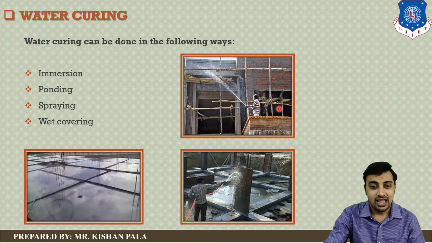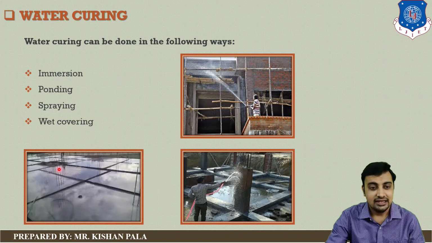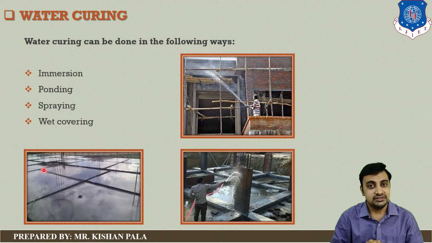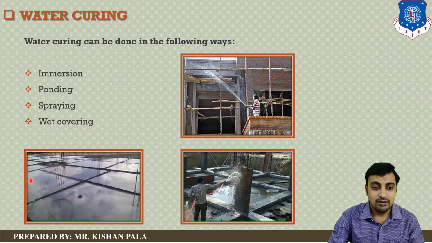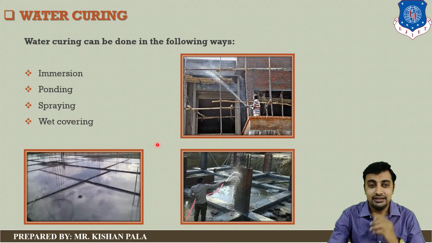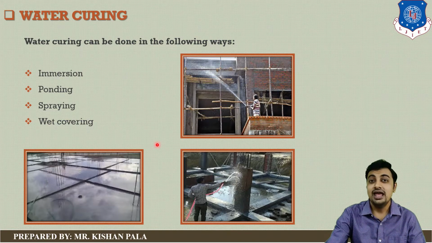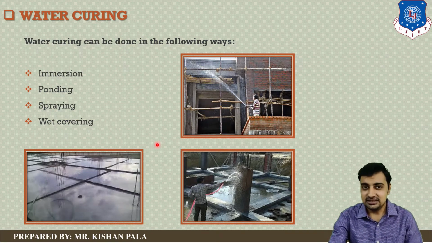the concrete. And here you can see the spray and the wet covering also done on the column, and water spray is also applied to this column. And on any surface like the roof and other surfaces you can create a pond situation and apply the ponding method. So these are the methods you can apply for water curing. It depends upon the requirement and the situation of your existing site. Let us discuss in detail.